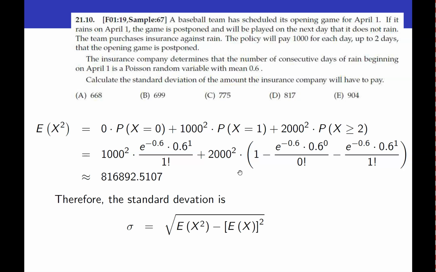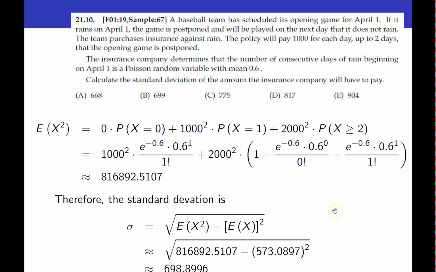And now we want to get the standard deviation, so we do the square root of the variance. Variance is calculated as expected value of x squared minus expected value of x quantity squared. Plugging those numbers in, you see we get about 699. So the answer would be B.